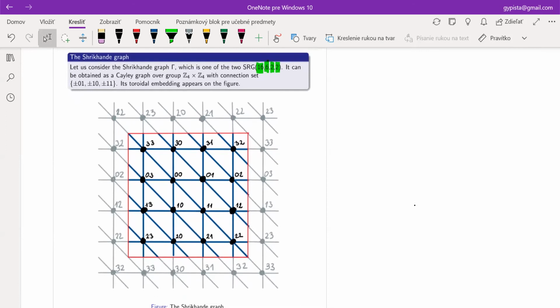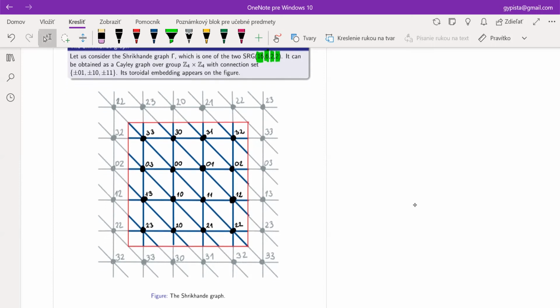One usual description of this graph is to see it as a Cayley graph over the group Z4 by Z4 with connection set (0,1), (1,0), (1,1). And in order to get an undirected graph, you have to take this connection set with the inverses. So one can write plus minus (0,1), and so on. So this graph looks like this.